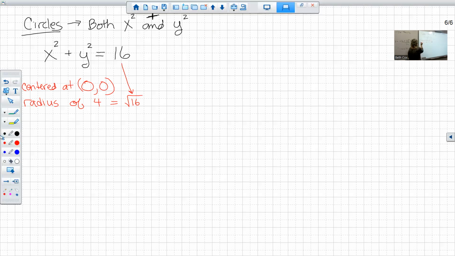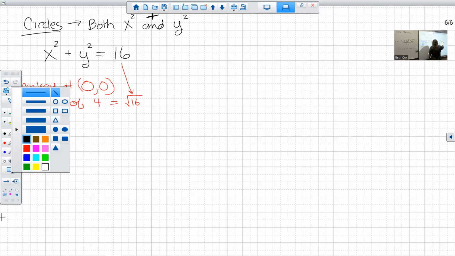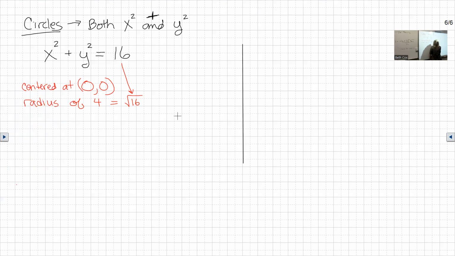So when I graph it on MyLab, this is what MyLab wants you to do. MyLab is magic. It says, click the circle tool. You click the circle tool and you click on the center, and then you click on one point. Well, you got a point here. You click on that one. That's at 4. Radius is 4. Count 1, 2, 3, 4. And there's your circle.